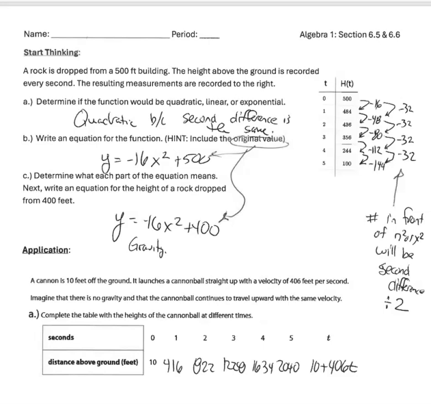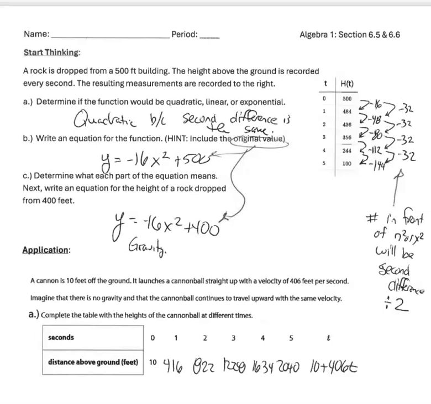The next thing it said was write an equation for this. This gets a little confusing if you didn't know the trick: you take your second difference and divide by 2, and that'll tell you the number in front of the x squared. That's not saying that's the whole equation, but that gets you a good part of it. So you could have y equals negative 16x squared, and then it says, hint, think about the original value. The negative 16x squared is making it go down, and then it started at 500, so I put plus 500.